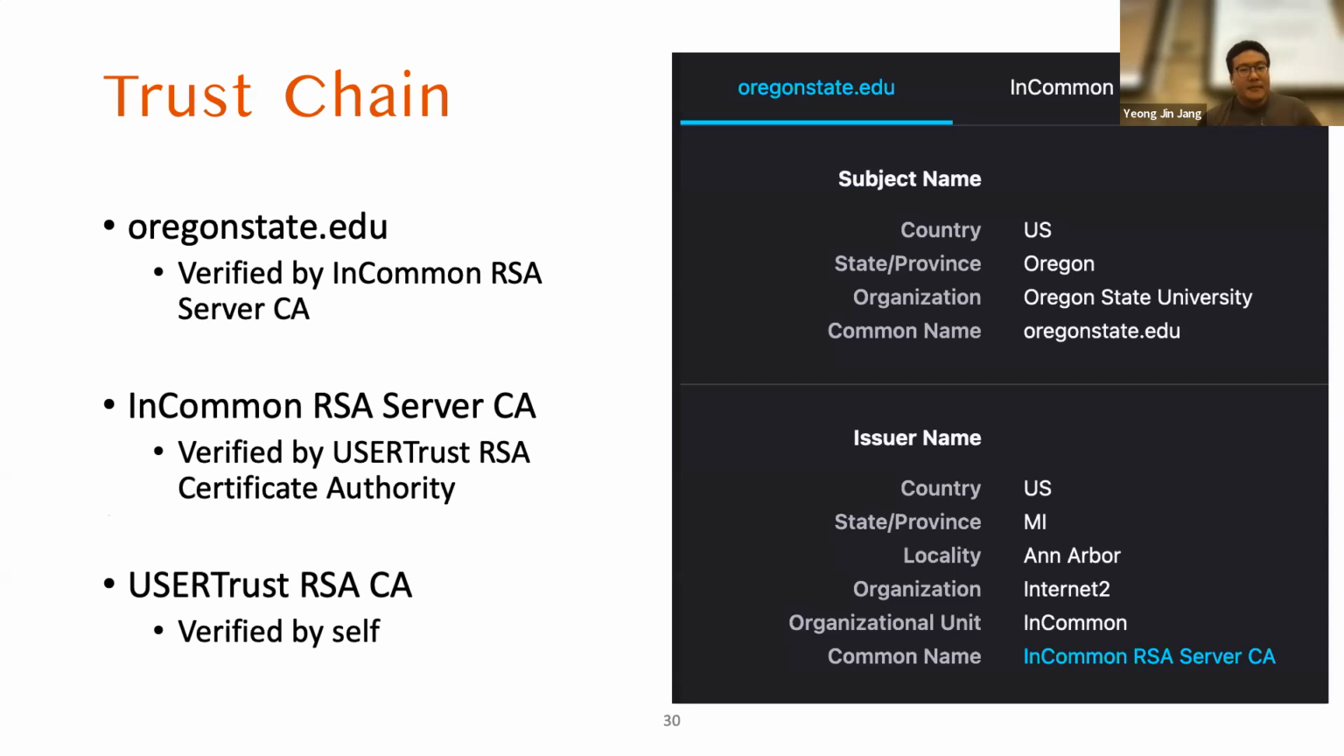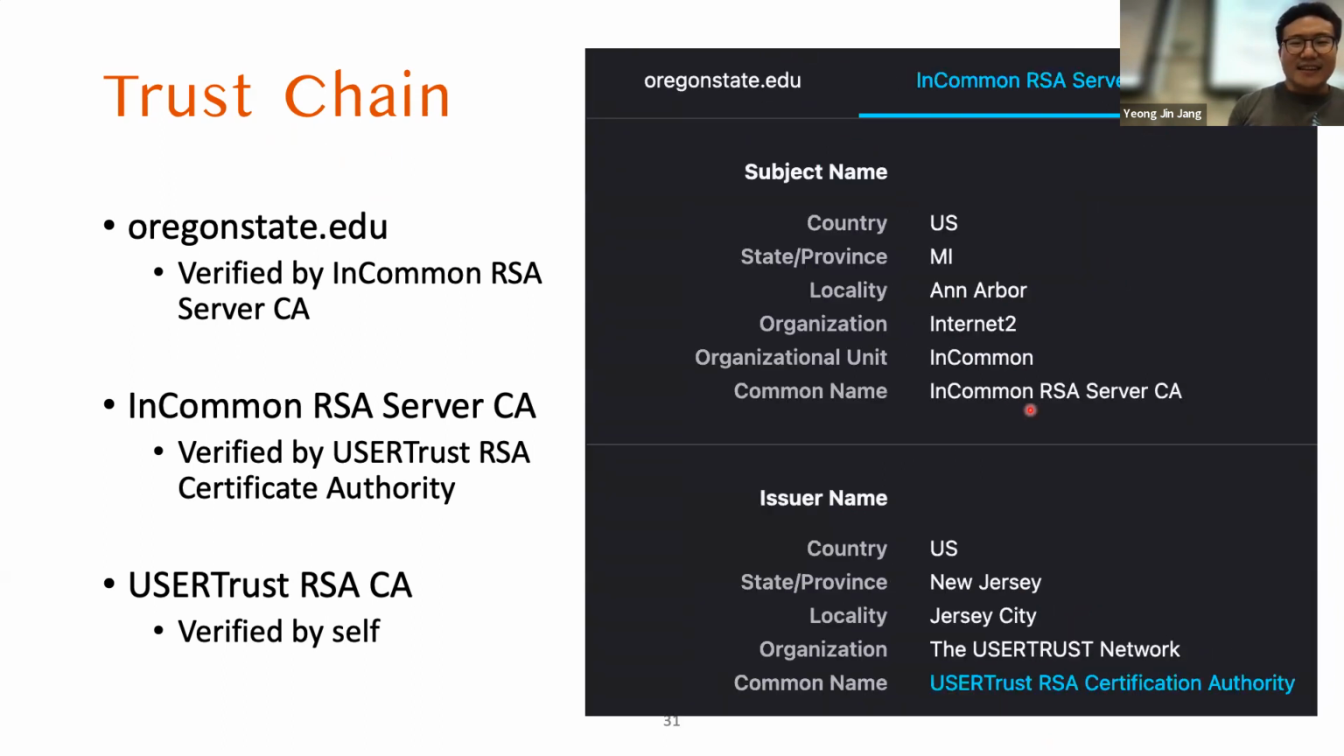So let's take a look at this in more detail. This is a screenshot of Firefox, and Firefox has a more detailed UI for viewing the certificate. For the oregonstate.edu certificate, this certificate is assured by InCommon RSA Server CA. And how we can check the trust chain is that we need to get the certificate of this entity. So that's why there's another tab about the InCommon RSA Server CA.